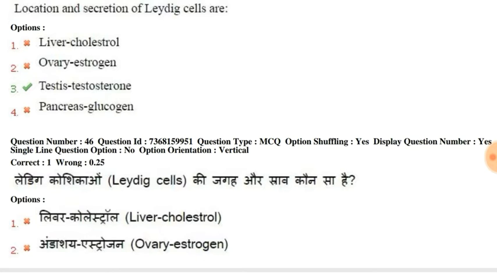Next is, location and secretion of Leydig cells are. There are four options and the correct answer is the third one, that is testes and testosterone. And always remember that Leydig cells, also known as interstitial cells of Leydig, produce testosterone in the presence of luteinizing hormone.